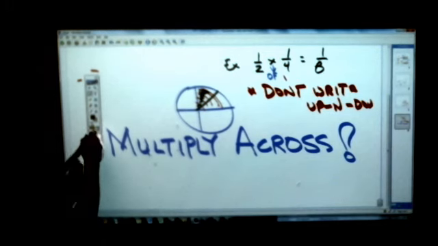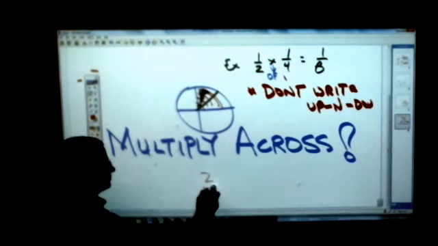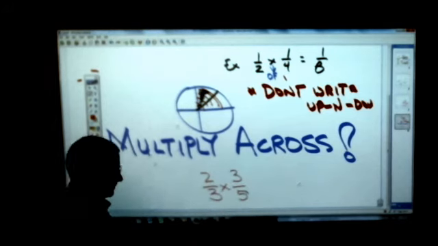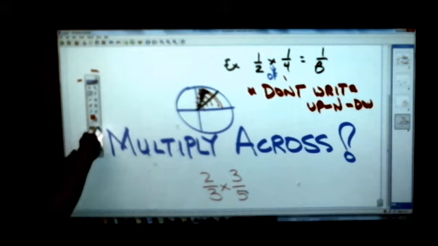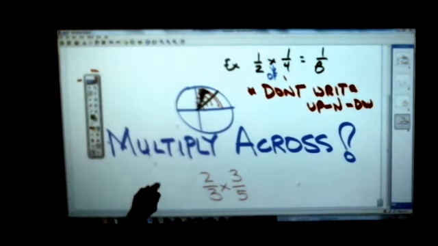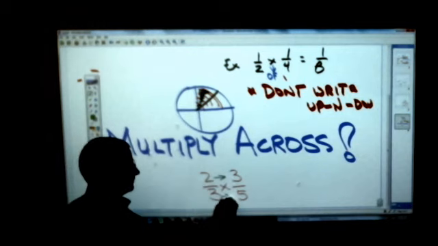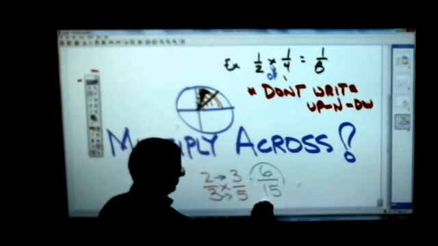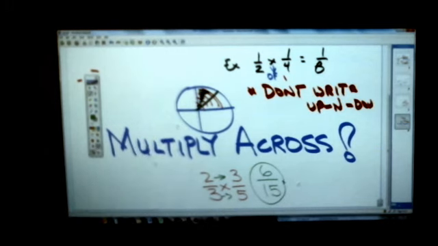Let's say you have 2/3 times 3/5. Really, the easiest thing to do with fractions is multiply them, because there's no work at all. You just simply multiply across. Multiply across. That's what my dad taught me. Thank you for that. You can talk about that later here.